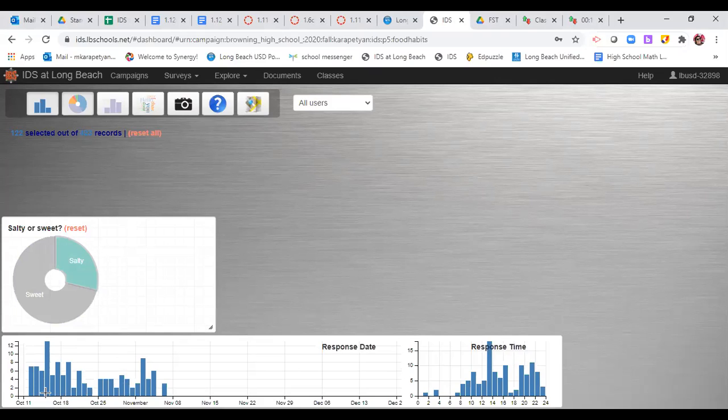Okay, and then I can see here that a lot of my salty snacks were put in like early October. And over here, I can see that a lot of my salty snacks get put in between 1 and 2 o'clock. Okay, so that's probably when you guys are mostly eating the chips.